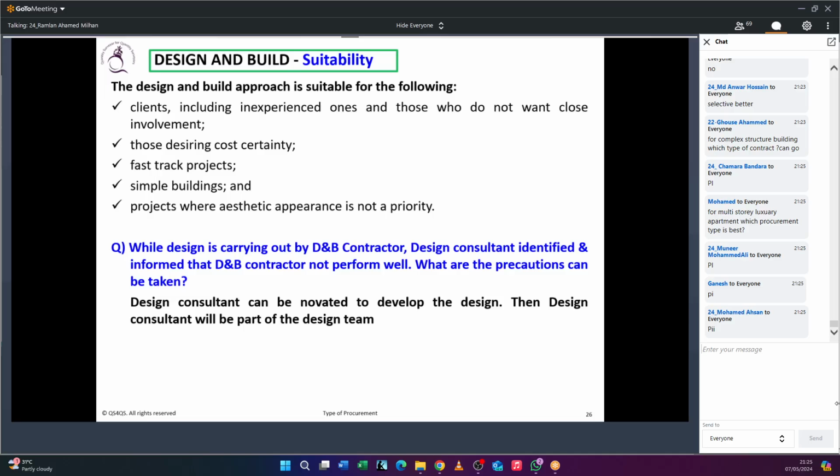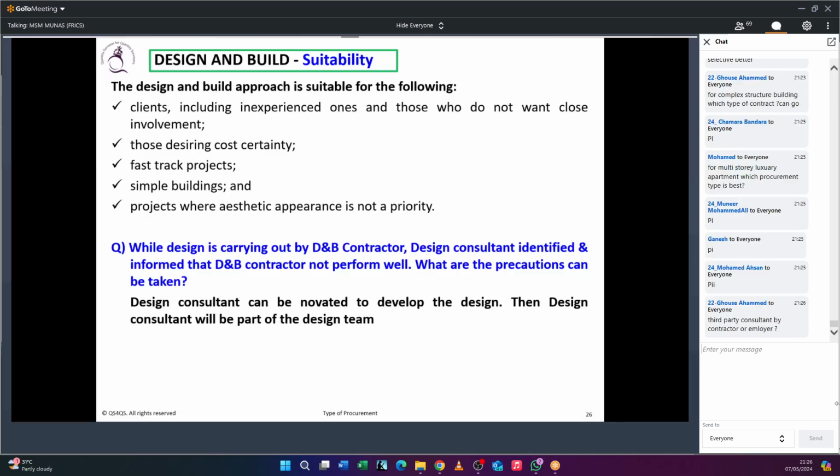Yes, okay, sir, I understood. For a multi-story luxury apartment, where you are looking for an aesthetical appearance, design and build is not the right one. For a simple apartment, yes, design and build is fine. But for luxury, if you want aesthetic appearance and high quality things, then you don't go for design and build.